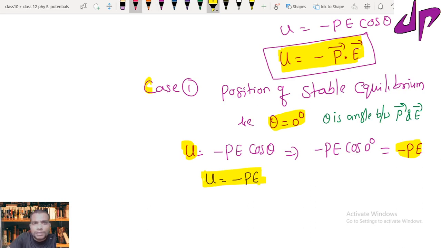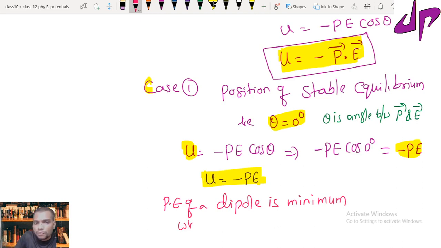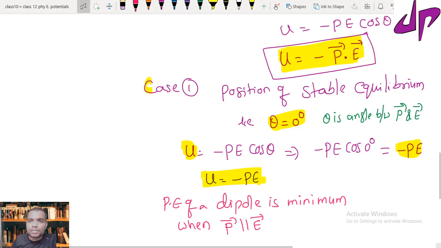Now we can mention that the potential energy of a dipole is minimum when the dipole moment P bar is parallel to the electric field vector. Dipole moment vector is parallel to electric field vector. So this is the case of stable equilibrium. So the dipole does not move, it remains stable.